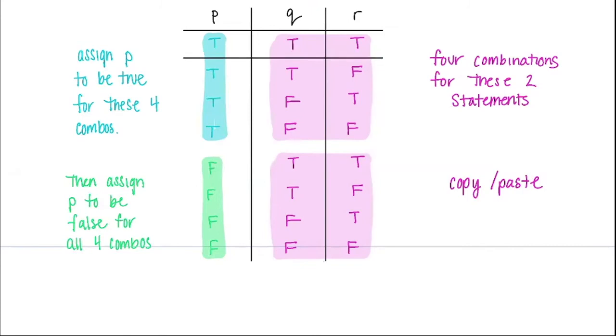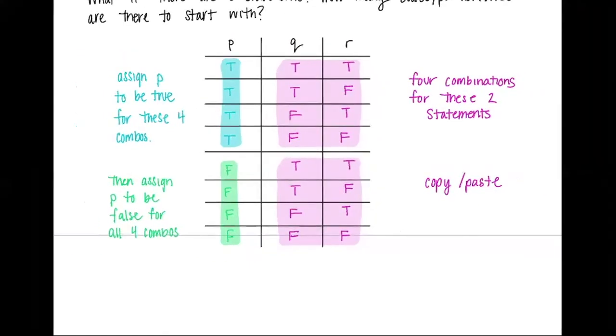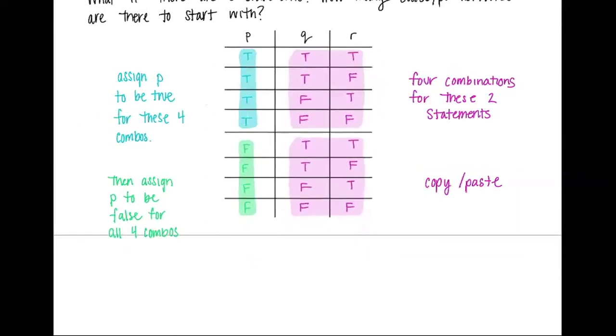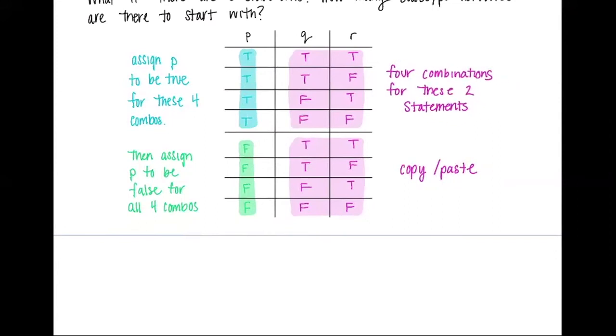Let's go ahead and make our chart nice and clean and easy to see now. And that is every possible combination when we have 3 statements at the start. You have 8 possibilities for the beginning combinations. You go ahead and run through based on your compound then.